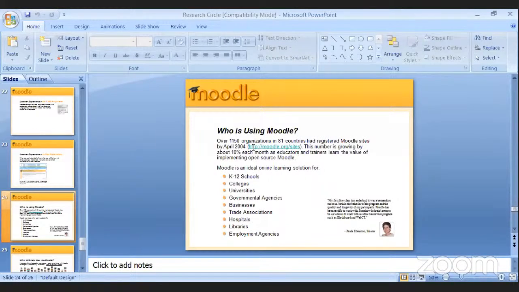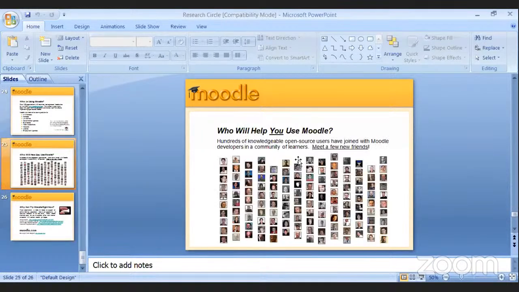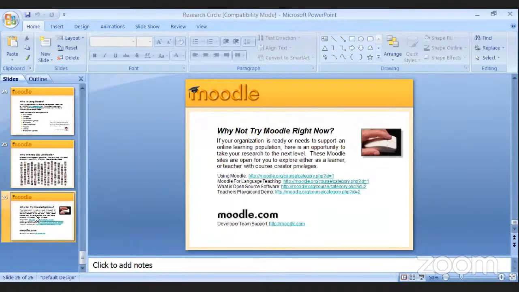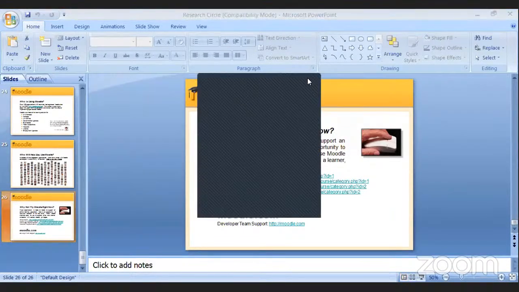And yes, of course, who's using Moodle? And just let me tell you, who is not using Moodle? As you can see, there are thousands of people who have been using this in their communities. So yes, there are thousands of ways, and thousands of websites through which you would be able to get a lot of information.